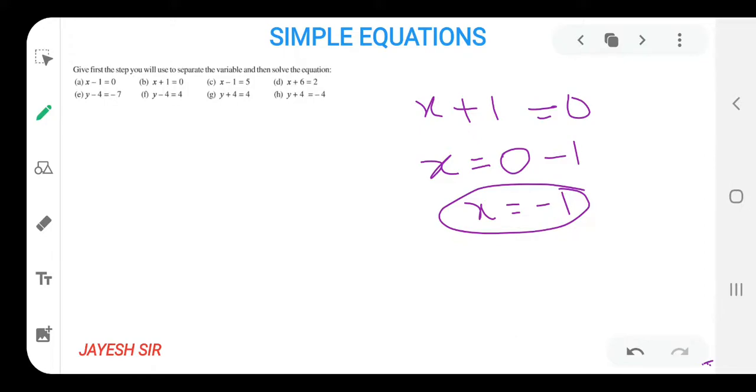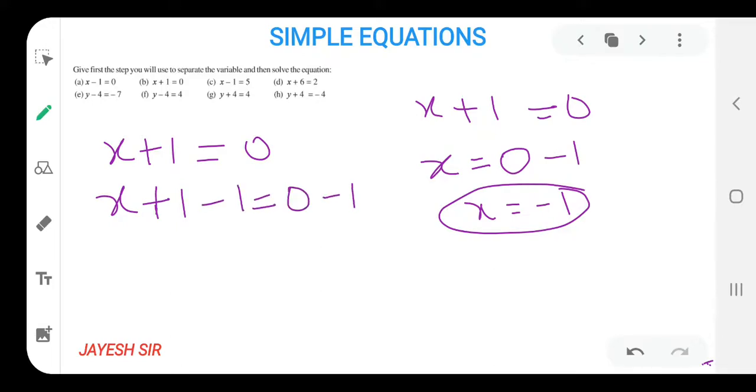This is the method that I am telling. The other method, given in all the books, is this: along with the variable, plus 1 is there. To nullify plus 1, we do minus 1 on both sides. Then it cancels, x is left, and 0 minus 1 results in minus 1. So the value of x is minus 1 in both cases.